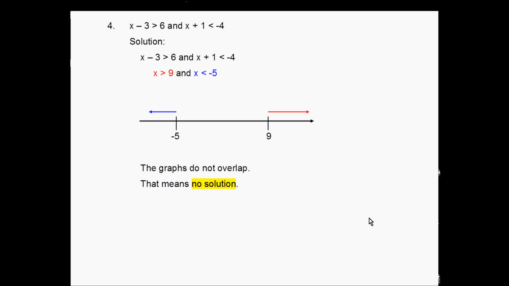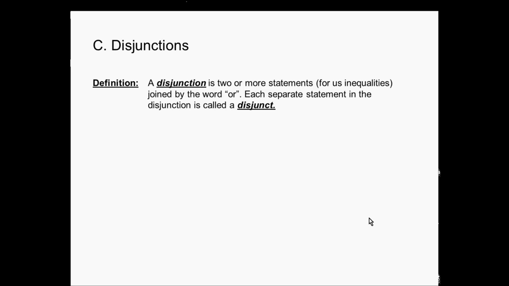Okay, now again, in English, the word or is considered a conjunction as well. In mathematics, it is not. So the next type of compound inequality, disjunctions. Definition. A disjunction is two or more statements, for us again inequalities, joined by the word or.